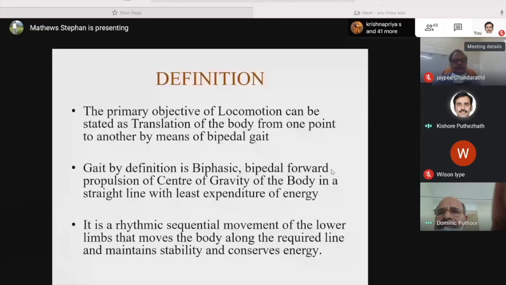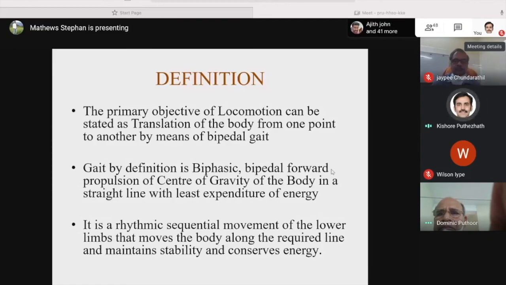It is biphasic. There are two phases. Bipedal means if your child is walking on four limbs, it is actually not called a gait. Biphasic, bipedal, forward propulsion of center of gravity with minimal expenditure of energy with simultaneous movement of the trunk and the upper limb. This is the definition of gait.